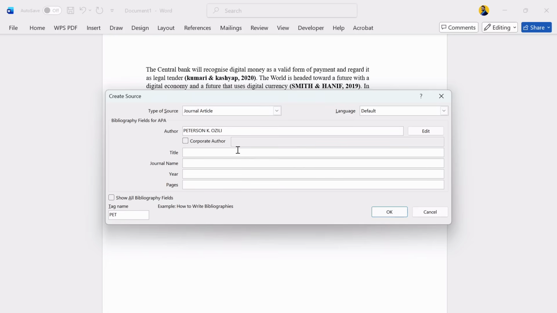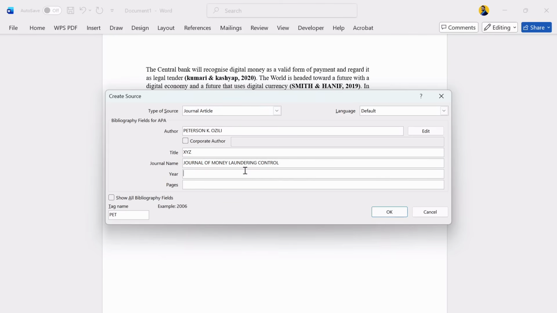Again, title, I am writing XYZ. You will copy the same as it is mentioned in the table. Journal name for this was given as Journal of Money Control.